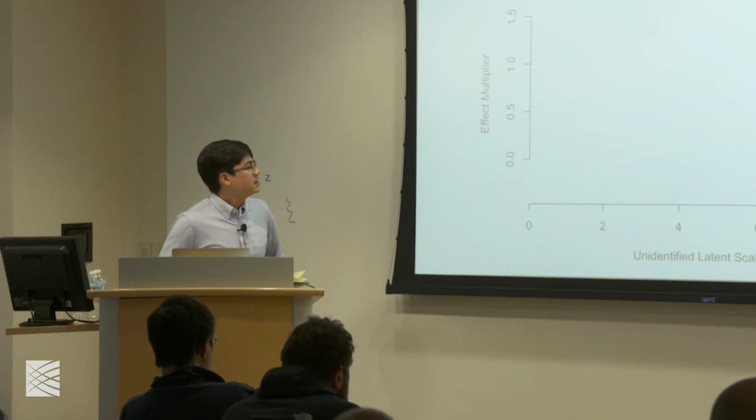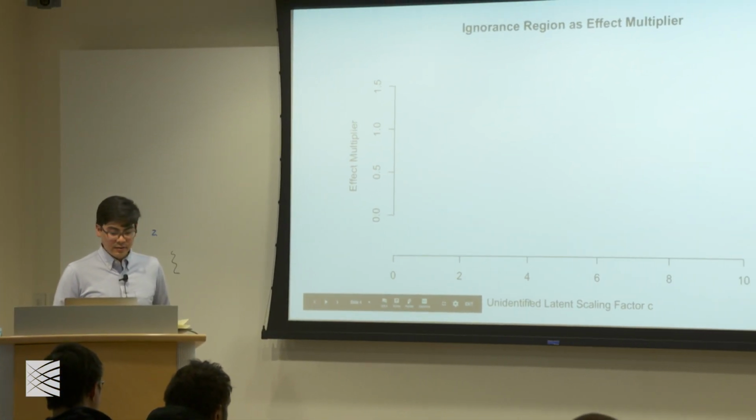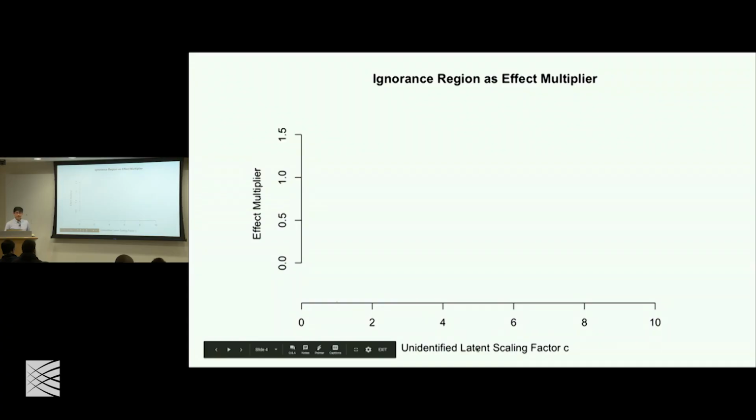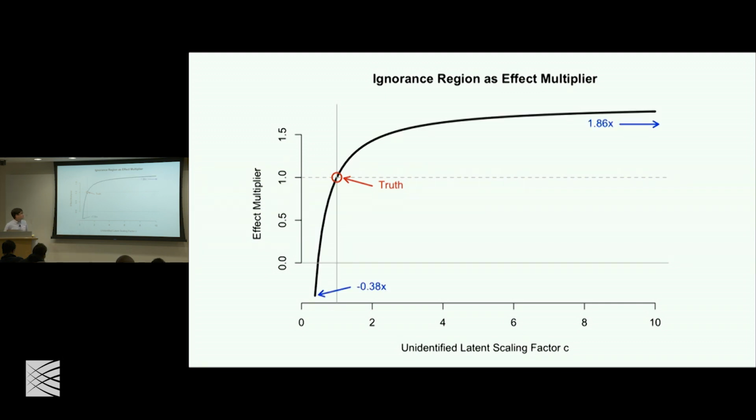So this is how we're going to set up our view of the ignorance region. We have our unidentified latent scaling factor, which is something that we choose arbitrarily, and then this is the effect multiplier. Ideally, we would like to recover the truth. In this example, the way I generated it, the true latent scale is 1. And if we move that c around, we end up with an ignorance region that looks like this in terms of the effect multiplier.